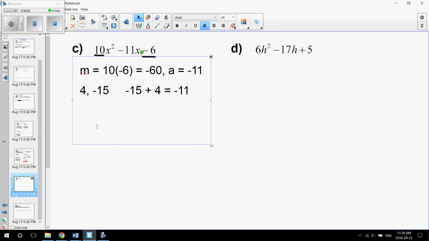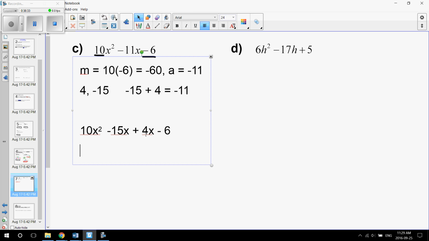So now that we have our two numbers, we rewrite our expression, 10x squared. And our final number stays the same, a negative 6. But in the middle now, we do a negative 15x and a plus 4x, because those are our two numbers.